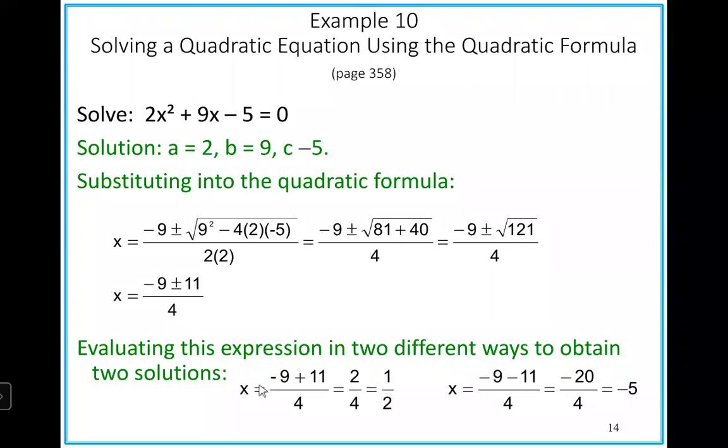So the first answer is going to be x equal to negative 9 plus 11 over 4. Negative 9 plus 11 is 2. 2 over 4 works out to give us a half, 0.5. And then on this side, we're going to look at negative 9 minus 11. Negative 9 minus 11 is negative 20 over 4. Negative 20 divided by 4 is negative 5. So our answer is going to be a half or negative 5. Okay, so I'll look over it and see.